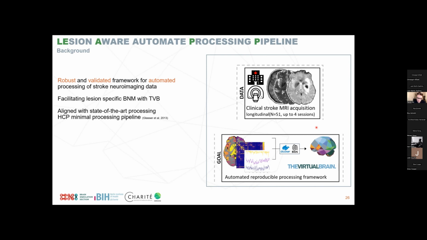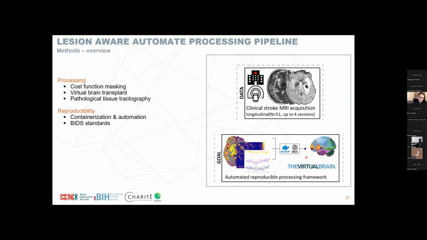So to solve this, we try to get to an automated, reproducible, and validated pipeline that can be used to run TVB, but also just to process this data in the first place, right? Not everybody wants to do brain network modeling, but still there's a lot of MRI-based stroke research that is not adequately dealing with these lesions during the processing itself. So we're going to take a look at the methods that we tried to implement to enable this, basically in the categories of processing and reproducibility.